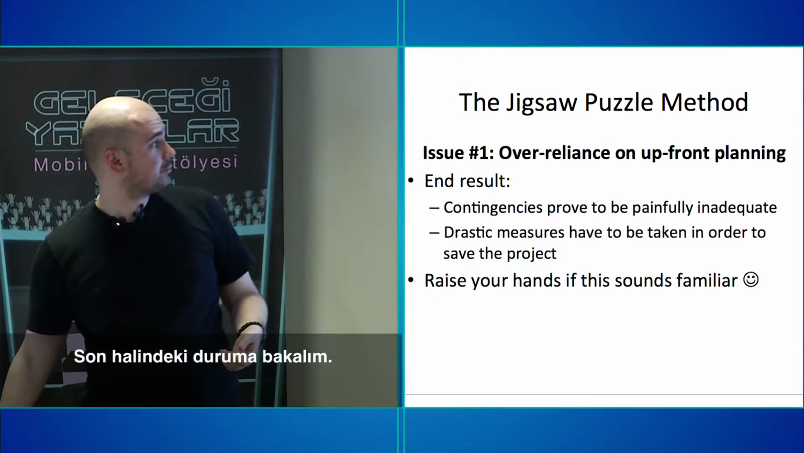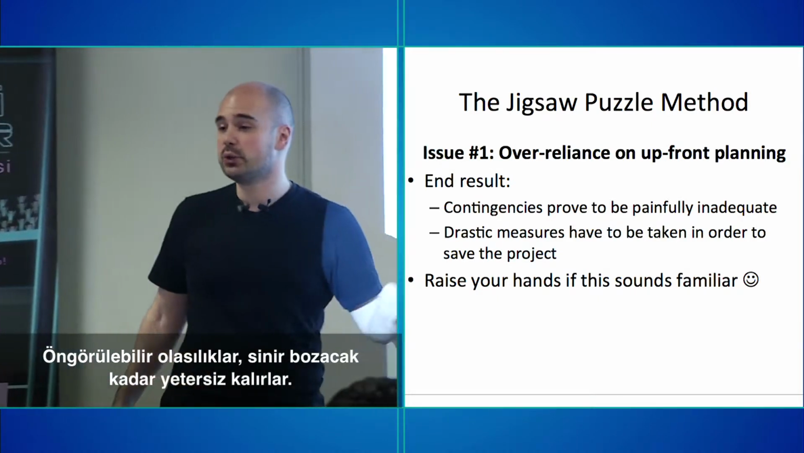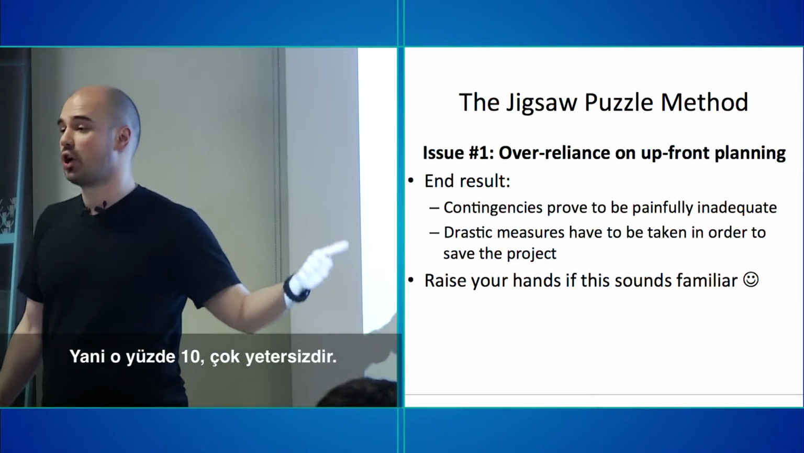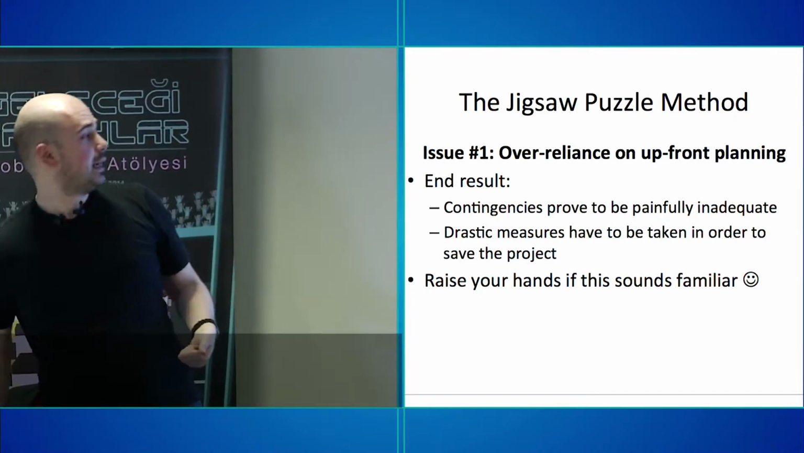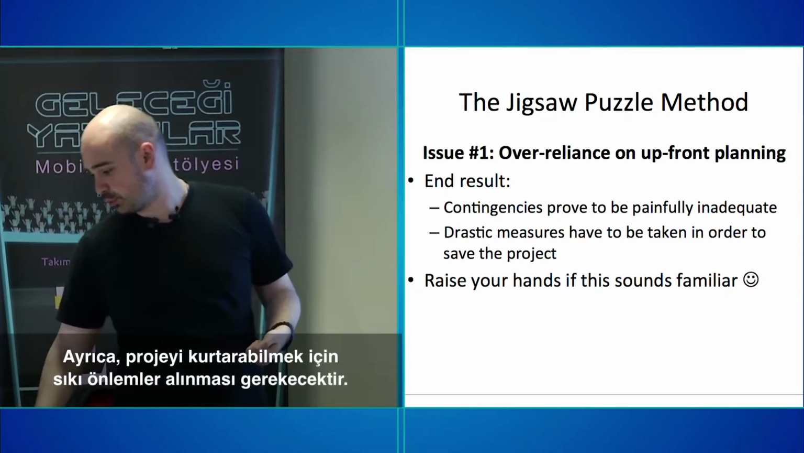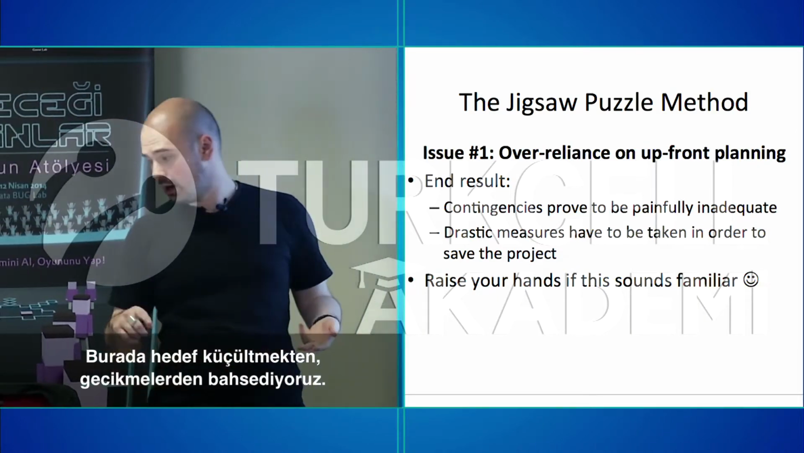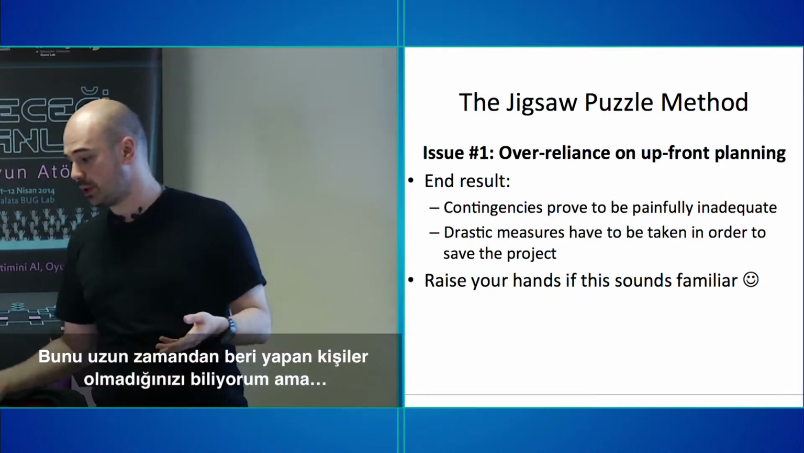The end result then, the contingencies prove to be painfully inadequate. So those 10% are not enough. And then drastic measures have to be taken in order to save the project. We're talking about crunch, scope cuts, delays with scope increases.